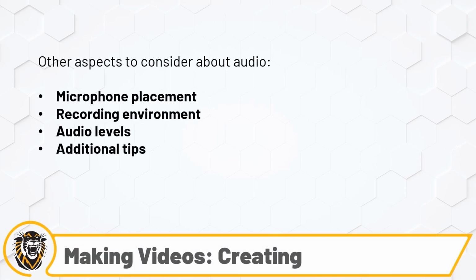Other aspects to consider about audio include microphone placement. Place the microphones as close to the sound source as possible without causing any interference. You can use a pop filter to reduce explosive sounds like P and B. Pop filters are inexpensive and clip onto microphones.